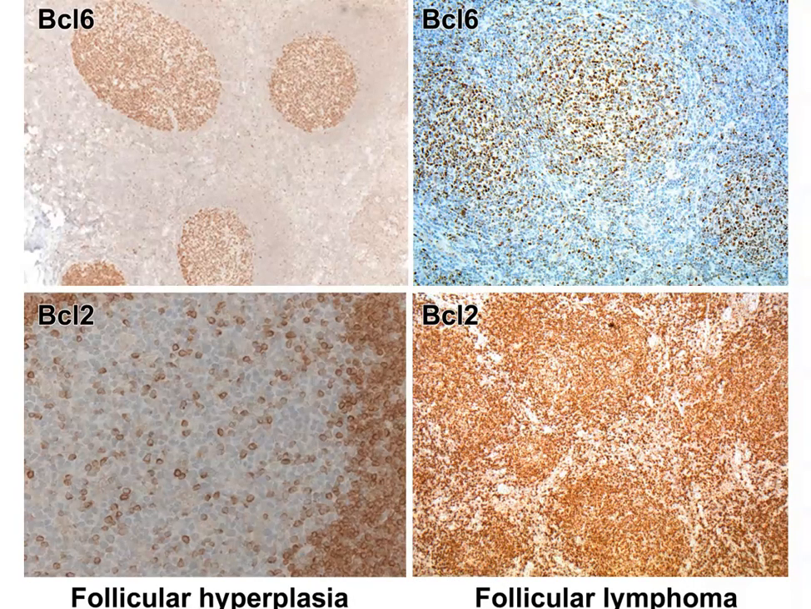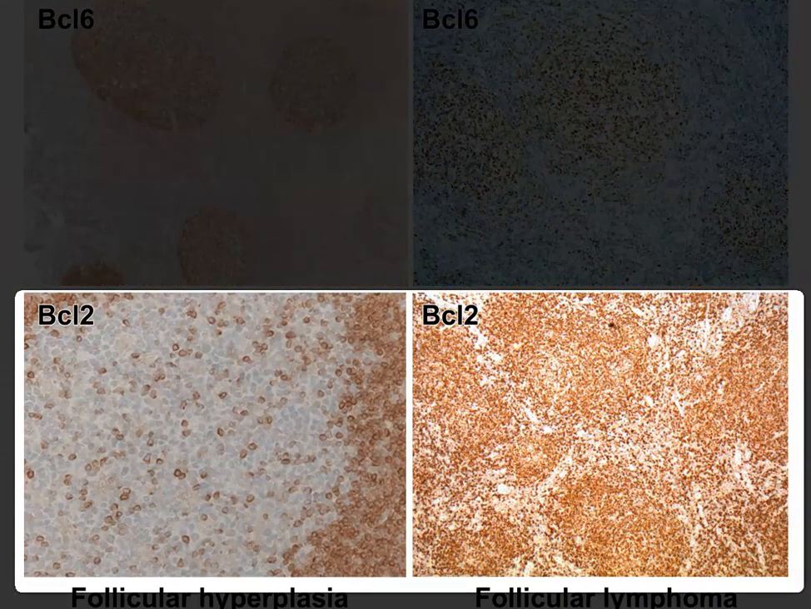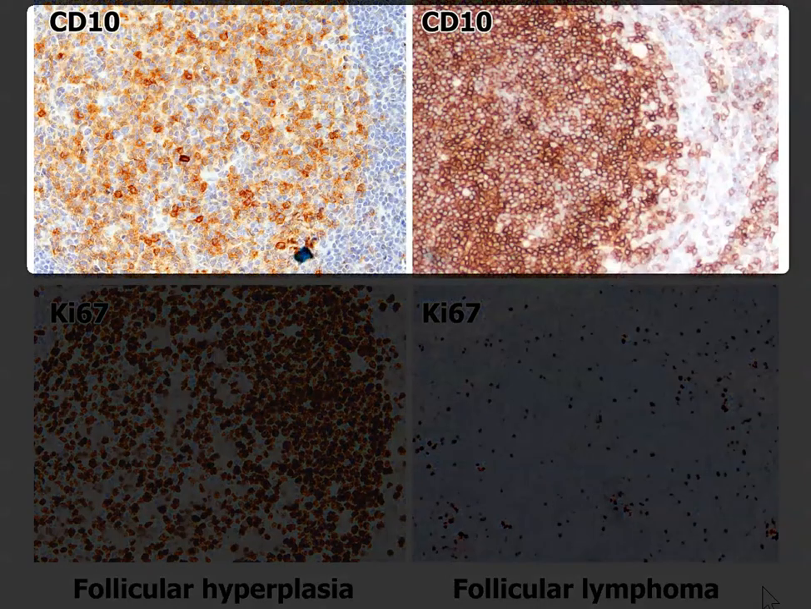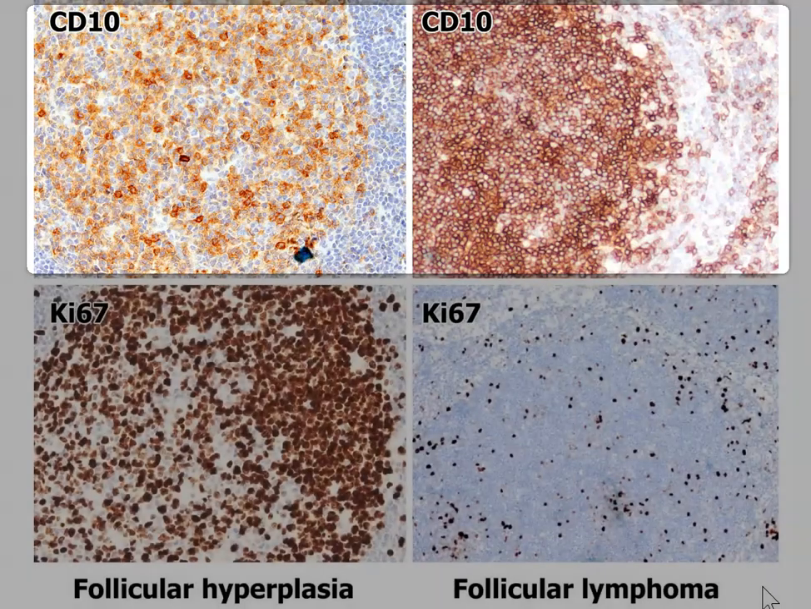Germinal center B cells stain positive for BCL6 in both follicular hyperplasia and follicular lymphoma, but you can appreciate the aberrant overexpression of BCL2 in the germinal centers of follicular lymphoma on the right, whereas normal germinal centers in follicular hyperplasia stain negative for BCL2. The germinal center marker CD10 is expressed in both follicular hyperplasia and follicular lymphoma, but notice that staining for CD10 is stronger and more uniform in the neoplastic follicles of follicular lymphoma.